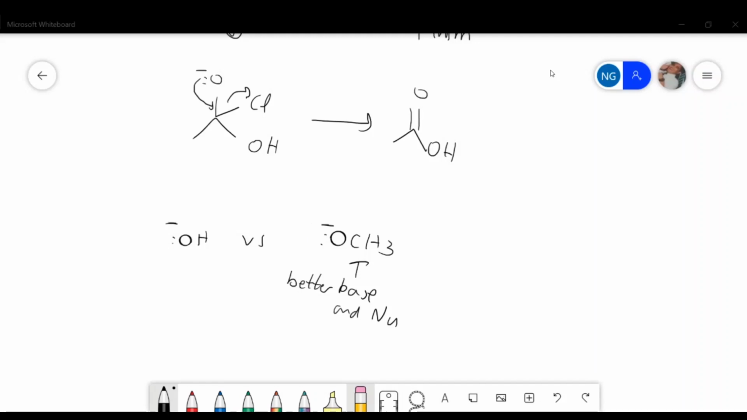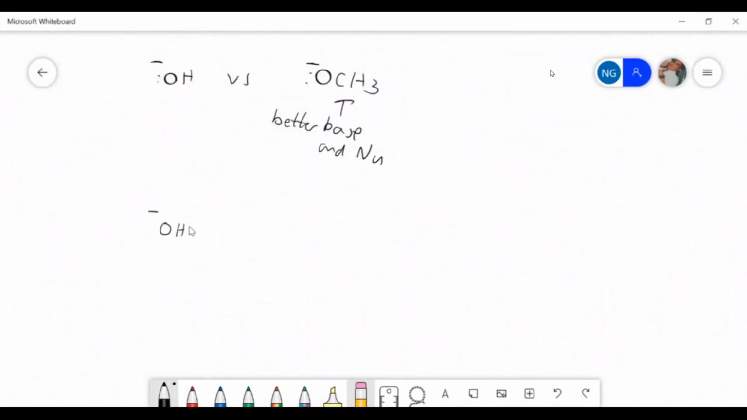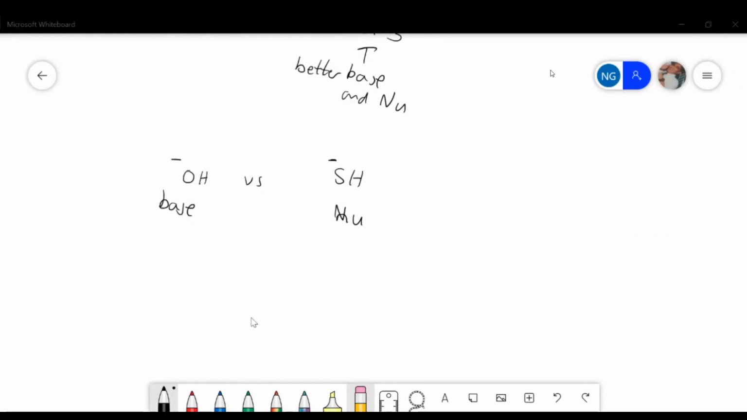But let's say you have something like OH minus versus SH minus. In this case, OH minus is the better base, but SH minus is the better nucleophile. Let's think about that for a bit. The only difference between O and S that really matters to us is the difference in size, which causes a difference in electronegativity. So the big clue here is that the only difference between OH minus and SH minus is how electronegative it is and how stable the thing is.